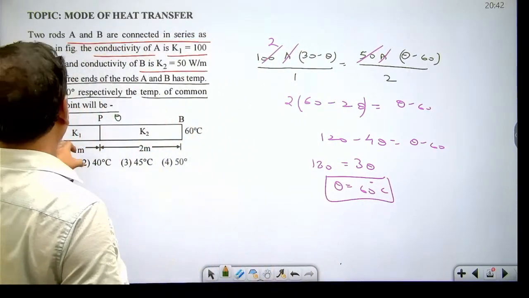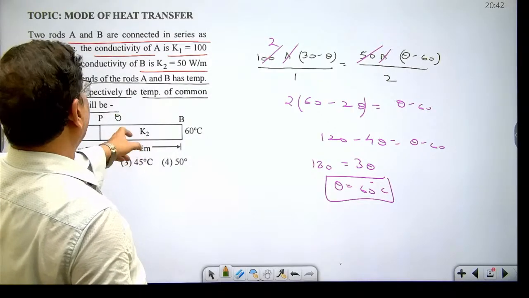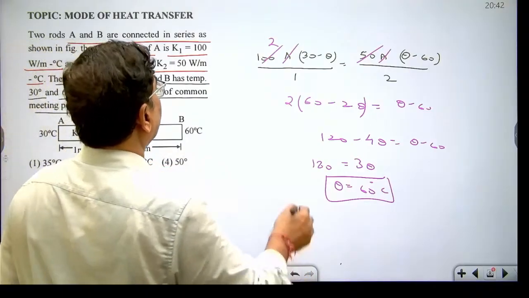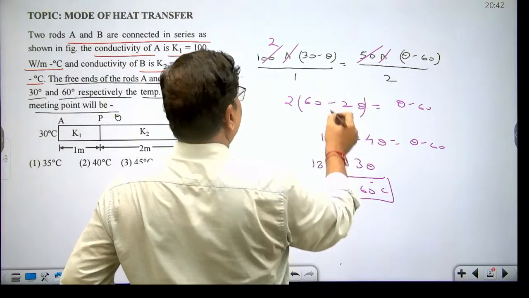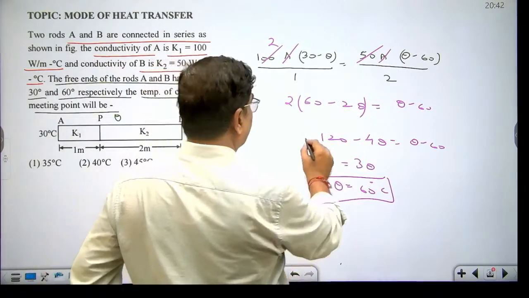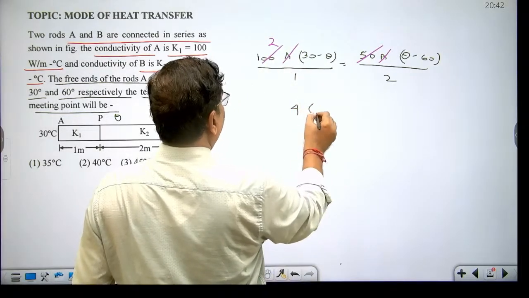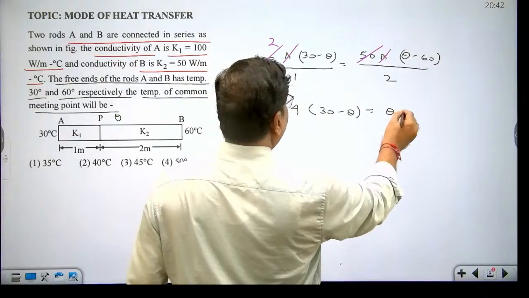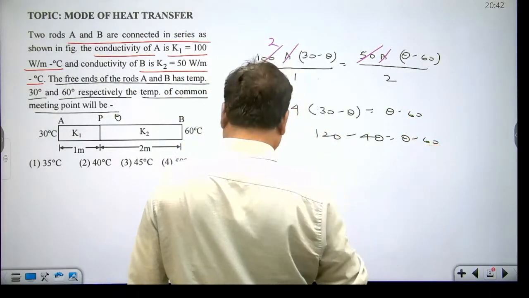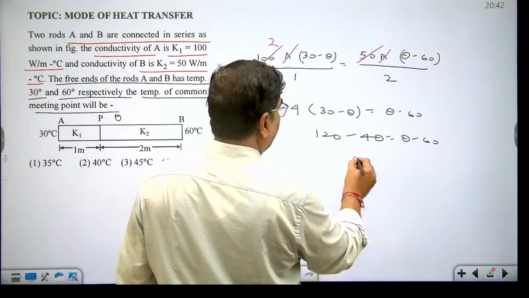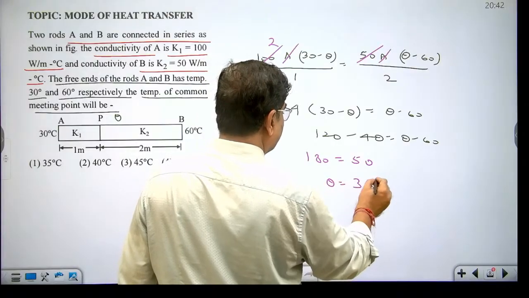100 A, 30 minus theta upon 1, equal to K2, 50 A, theta minus 60 upon 2. Okay, this is 2. Oh, this was already there, so this 2 will become 4. Let's solve again. This will be 4 into 30 minus theta equal to theta minus 60. So 120 minus 4 theta equal to theta minus 60. After solving this, we will get 5 theta equal to 180. So theta equals 36 degrees centigrade.